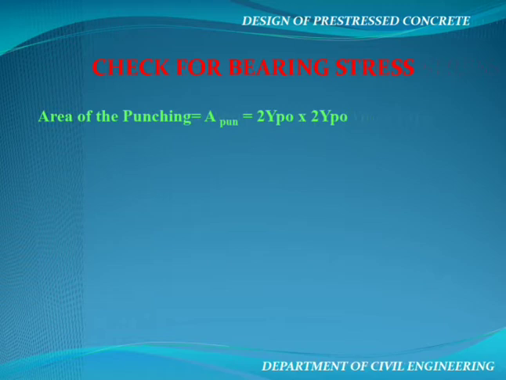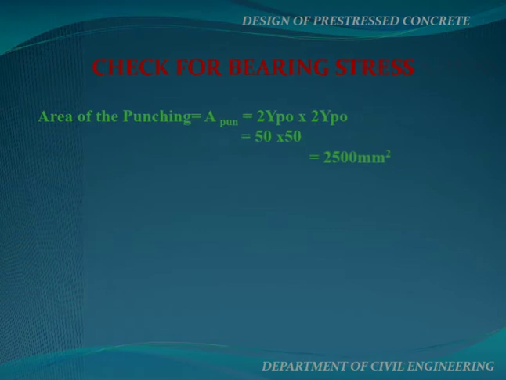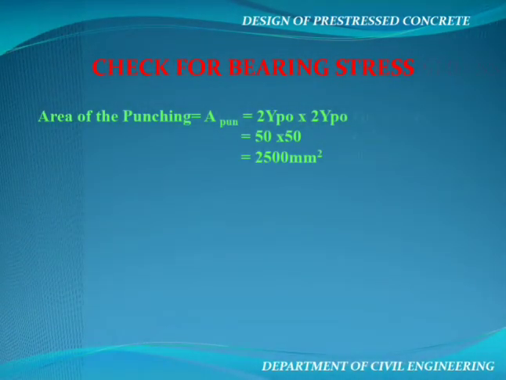Area of punching is 2 times yp0 into 2 times yp0. It is nothing but the area of the plate, which is 50 by 50. We get the answer of 2500 mm square.